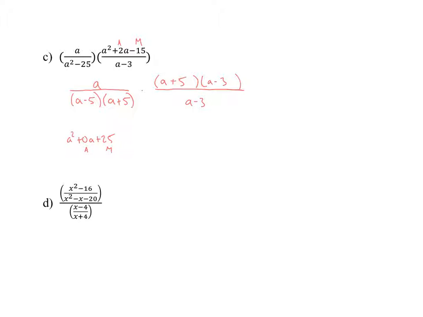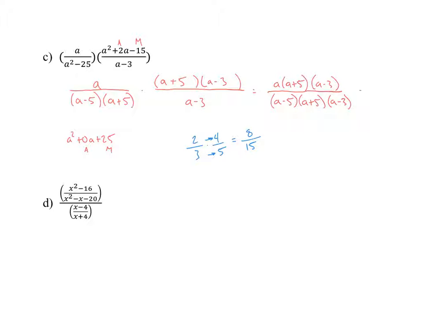So when you multiply two fractions, like for example 2/3 times 4/5, you multiply the top, the numerators, and you multiply the denominators. So 2/3 times 4/5 is 8/15, which means that this expression can all really be written as one big fraction. So A times A plus 5 times A minus 3 all over A minus 5 times A plus 5 times A minus 3.